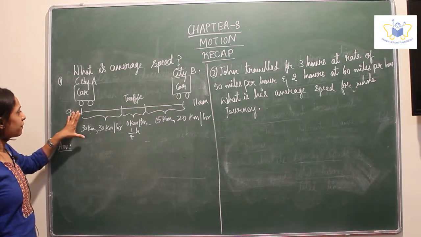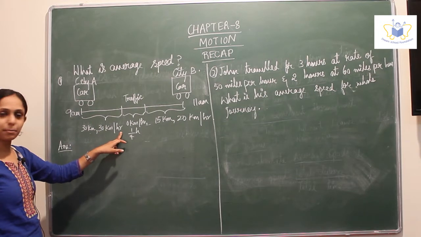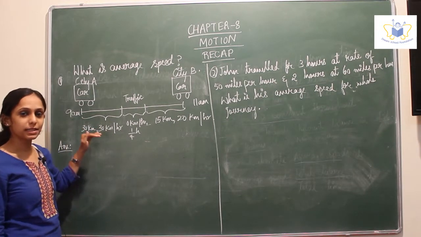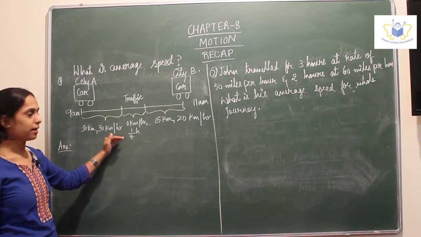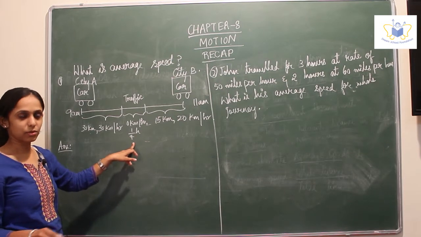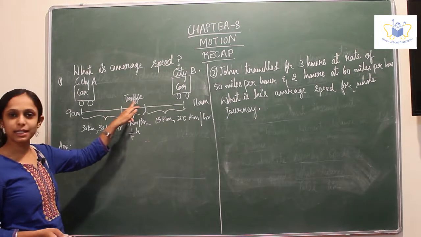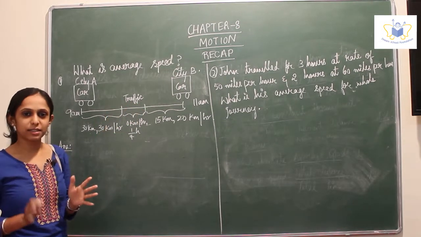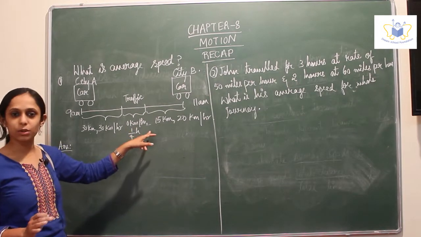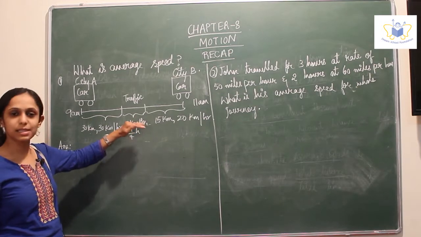Now, first it is going 30 kilometers at 30 kilometers per hour. So first 30 kilometers, at what speed is it going? 30 kilometers per hour. Next, it is stuck in traffic for 1/4 hour. So what happens when you are stuck in traffic? Will you travel? No, your distance is 0 because you are at a constant position. You are not moving.